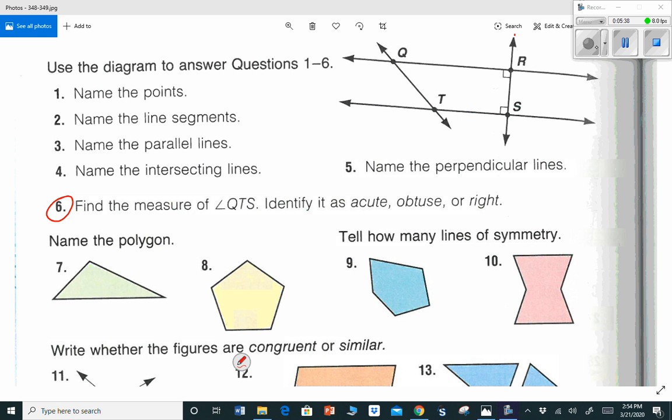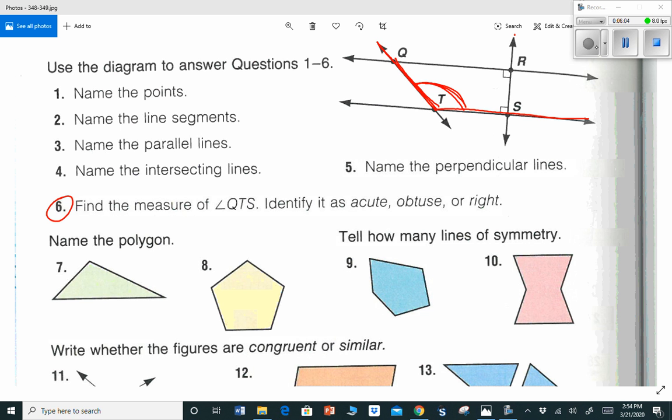Question number 6 tells us to find the measure of angle QTS. QTS. That means this angle right here. Seeing as how you're working from home, and I'm not too sure you have the ability to print or use a protractor, we're going to estimate that. So if you have a question on your test about that, you may estimate.